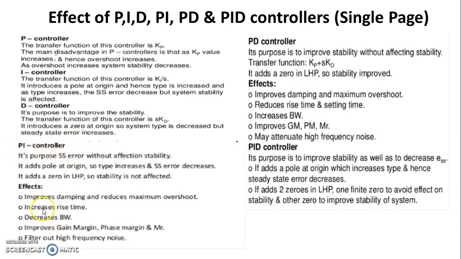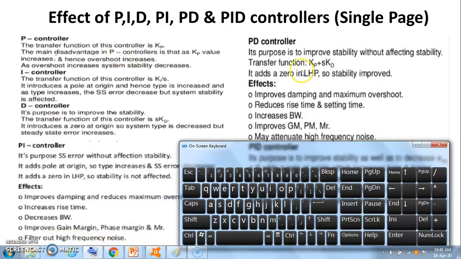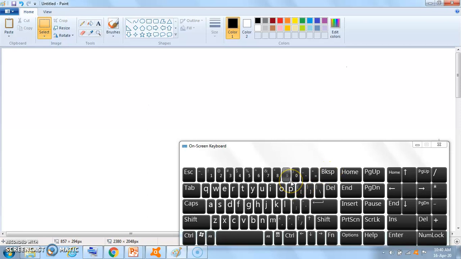The effects, when you observe: it improves damping and reduces the maximum overshoot. It increases rise time also and decreases bandwidth. By addition of the PI controller, it improves the gain margin, phase margin and resonant peak. And this controller filters out high frequency noise also.